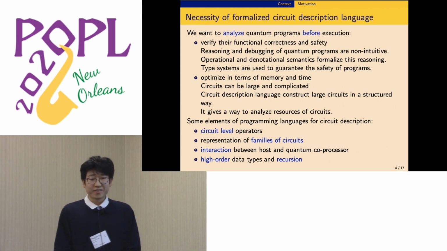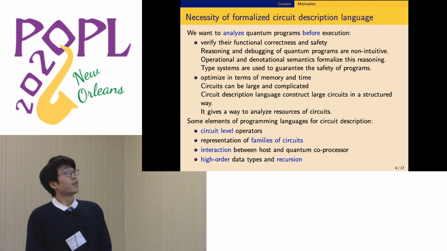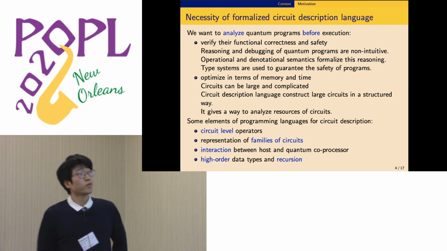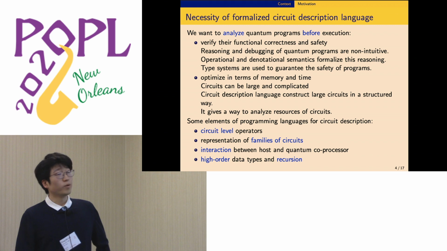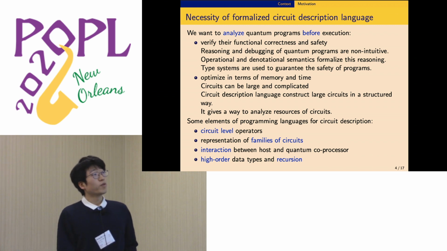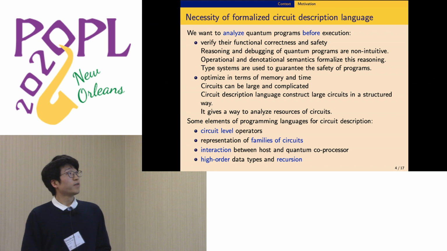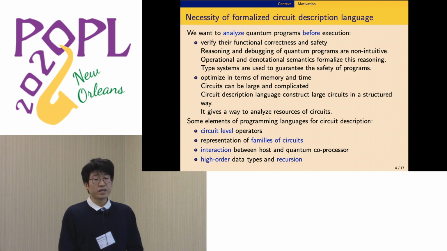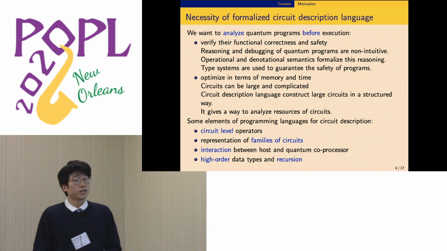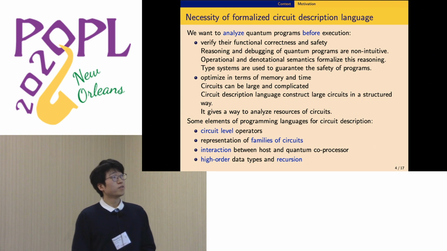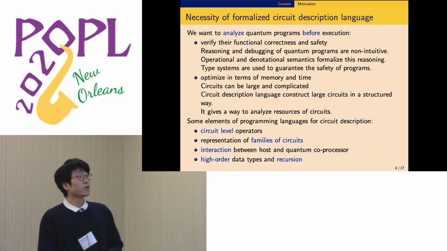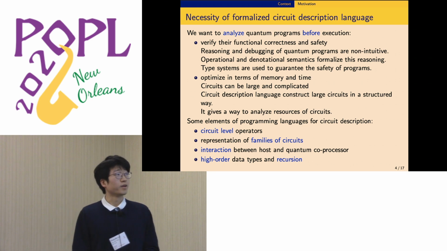Next I want to give some motivation for the work about the formalized circuit description language. The objective we have here is that we want to analyze quantum programs before execution. First, we want to verify the functional correctness and safety of the quantum programs. But the reasoning and debugging of quantum programs can be non-intuitive. So we want to formalize by giving an operational and denotational semantics for the reasoning. And also we use type systems to guarantee the safety of programs.